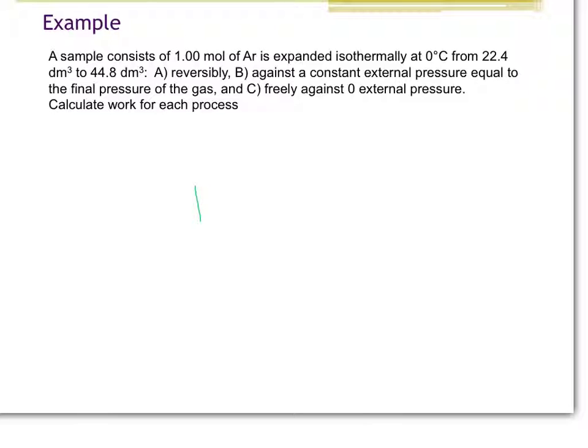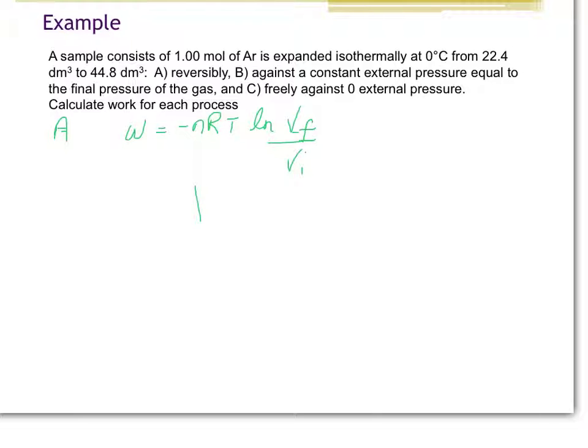Okay, so let's start with part A. Part A is the calculation of work for the reversible process. And remember, we said anytime we see that keyword reversible, that means that we're using the equation for work being equal to negative nRT, natural log of V final over V initial. So the keyword reversible tells us what we're looking for.